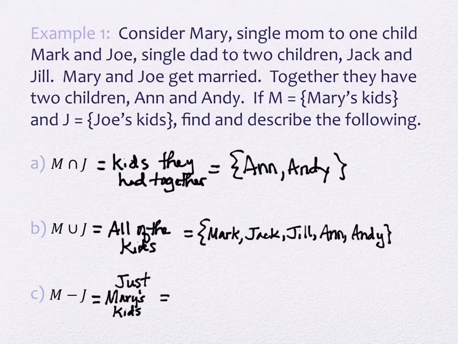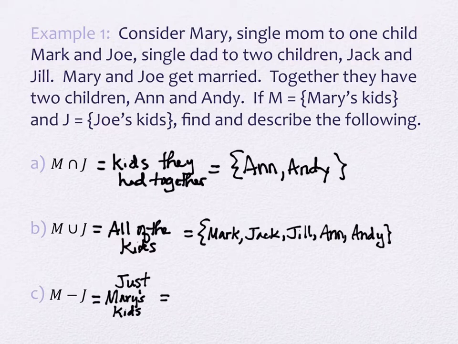Yes, Allison? Up there it says that Joe is the single guy with 2 children, and then the J is Joe's kids, but aren't Anne and Andy the kids they had together and not his kids? This is before they got married. Yeah, before they got married, they each had individual children they brought into the marriage, and then they got married and had more kids together. Does that help? Because you're probably overthinking it.